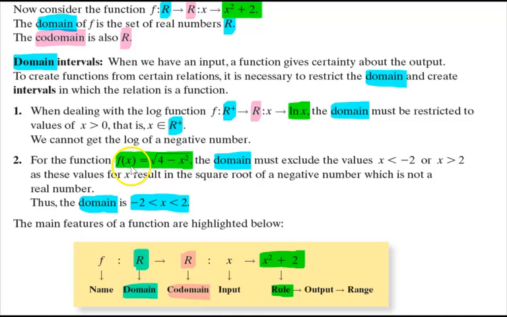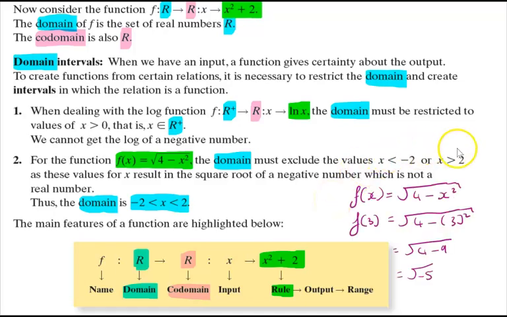For the function f of x equals the square root of 4 minus x squared, the domain must exclude the values x less than minus 2 or x greater than 2, as these values of x result in the square root of a negative number, which is not a real number. Thus, the domain is x values greater than minus 2 but less than 2.